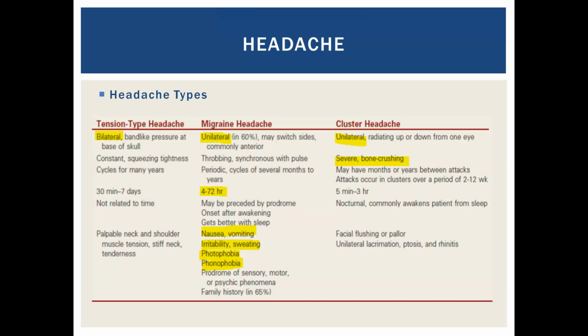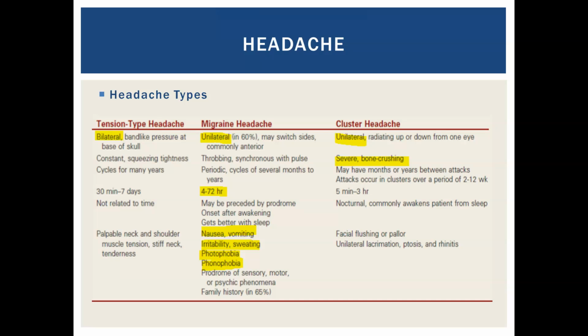For migraine headaches, we're going to say it's unilateral, in 60% usually, though it may switch sides, and it's more common in the front, anteriorly, than posterior. They describe it as throbbing and in time with a pulse. We're going to look at pounding. It can last 4 to 7 hours, and recur over several months to years. I would say the biggest one for the migraine, since that's the big one we're going to talk about, is these prodromal periods and the post-dromal periods.